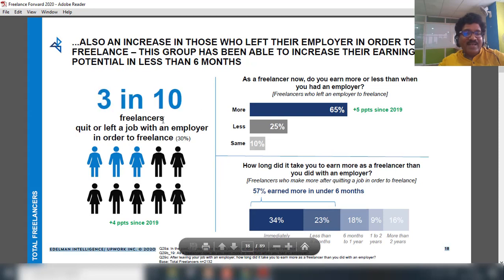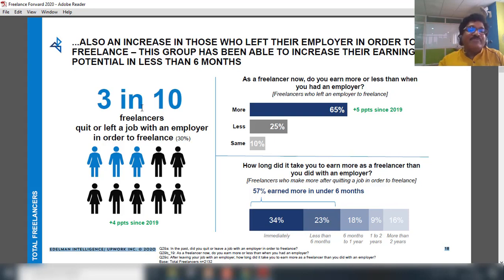3 in 10 freelancers have quit their job. They have left a job with an employer in order to freelance. Is that interesting? Is it an eye-opener? Who knows? You could be one among these 3 out of 10 people. You might be planning to quit your current job. You might be planning to shift into full-time freelancing.